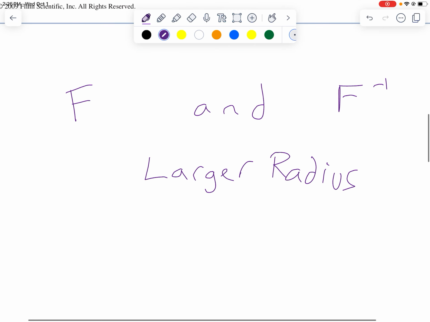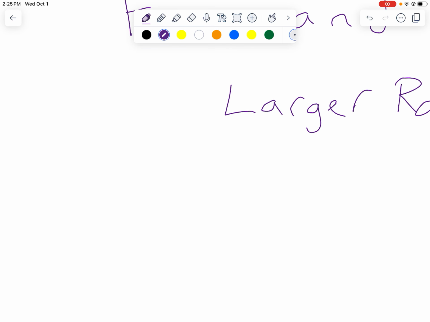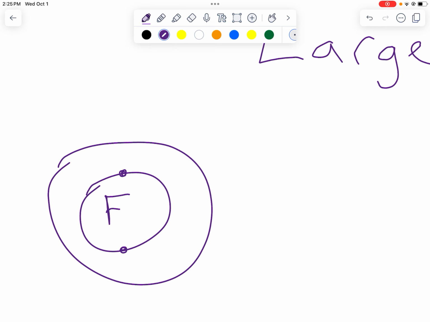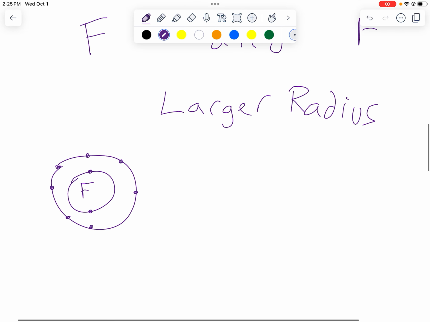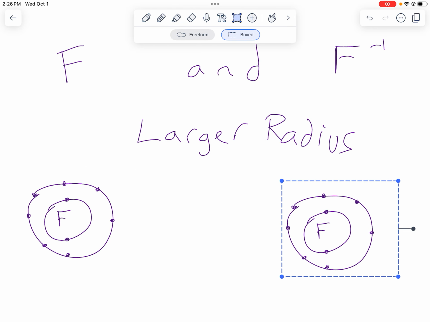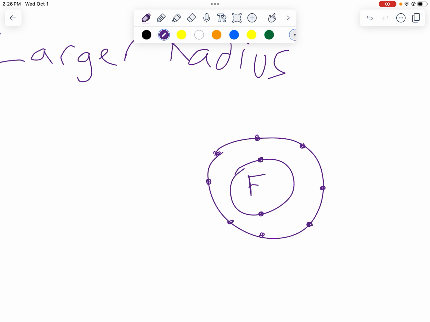Let's compare, right? So if we look at fluorine, neutrally charged, and we were to look at the Bohr structure, it has 2 in the first shell, and then it has 7 in the second. If we compare that to fluoride, which is going to gain an electron, basically what we have is the same thing, but now an electron is added, right?